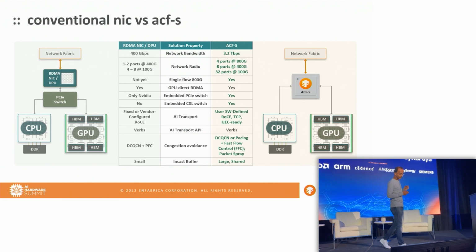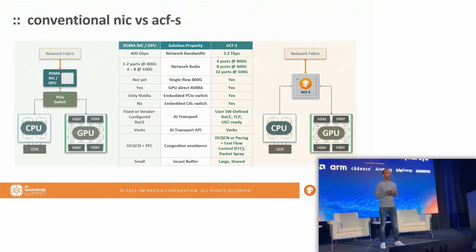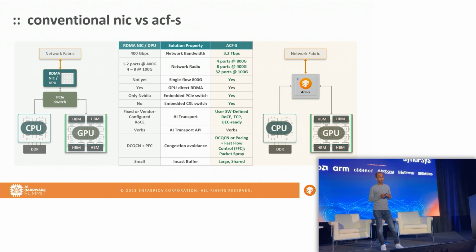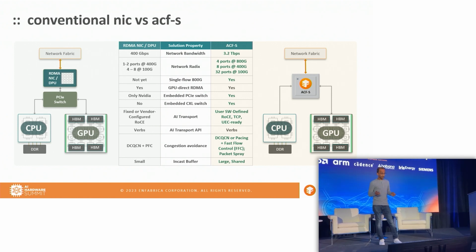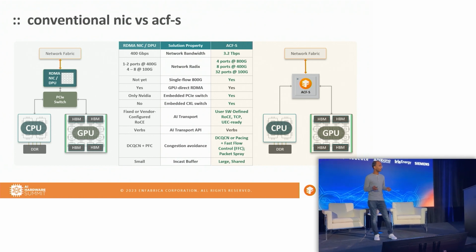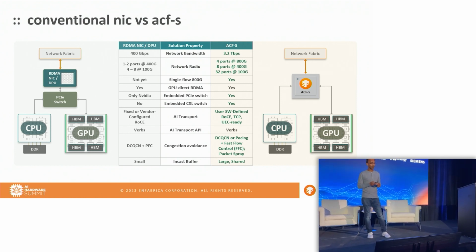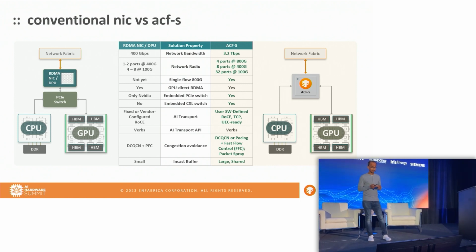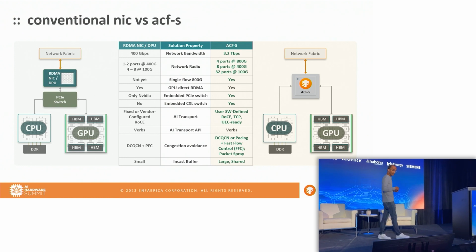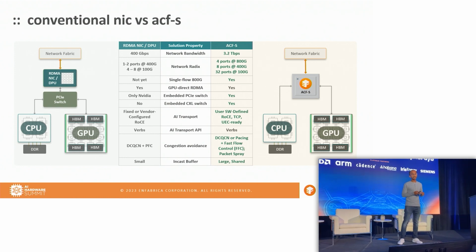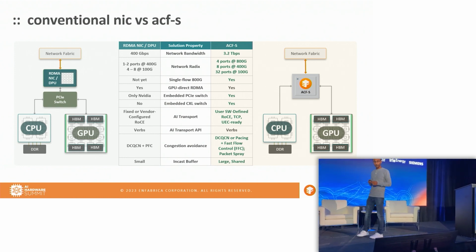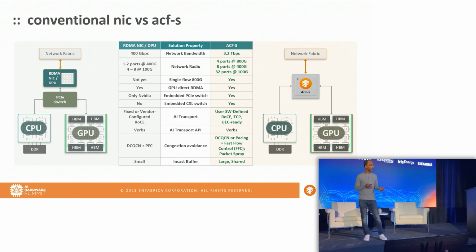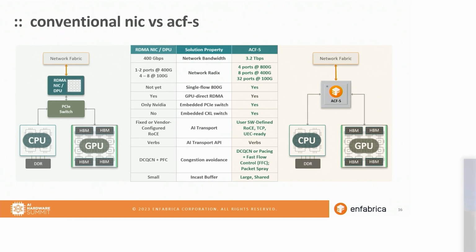Congestion avoidance is another critical factor that determines job completion time. With the ACFS, we are capable of doing better by having the ability to do multiple methods of congestion control in software paired with fast flow control in hardware, as well as the ability to do packet spraying. And then incast control is basically a significantly larger pool of buffer memory in the ACFS, fully shared across ports, compared to the small buffers that we typically find in individual NICs.